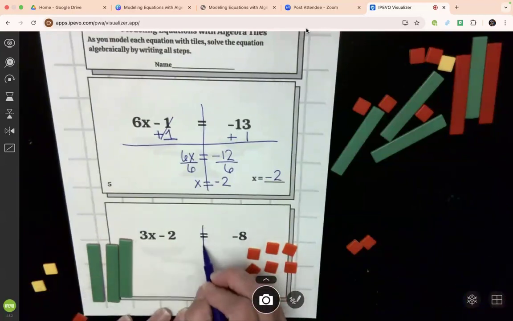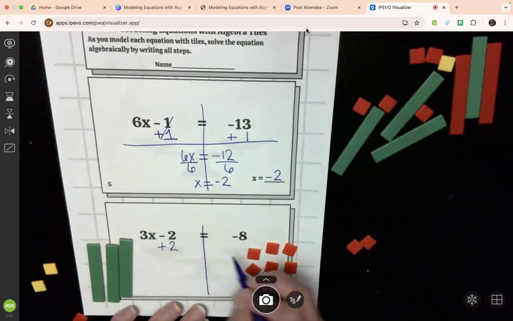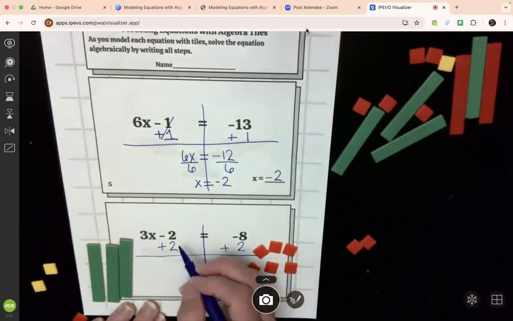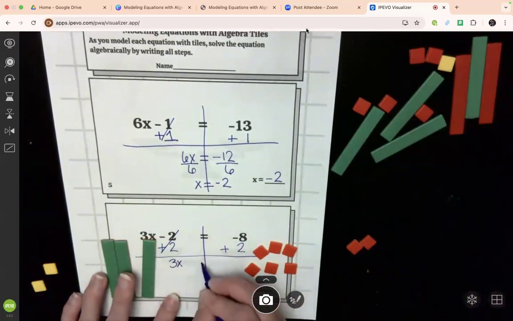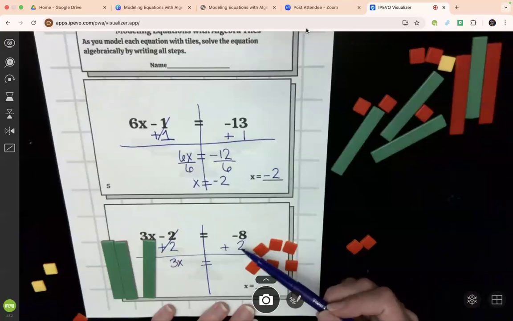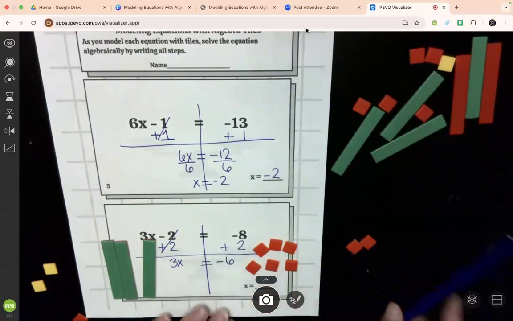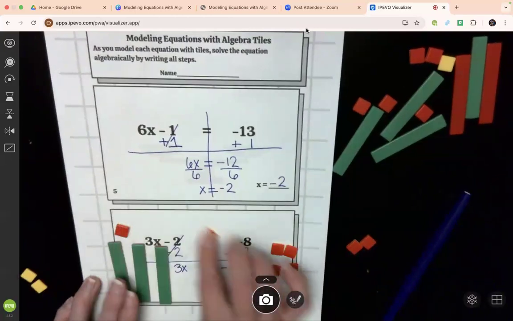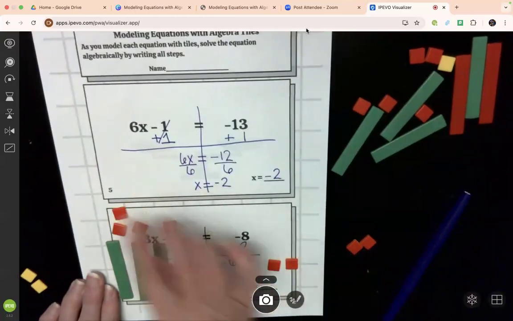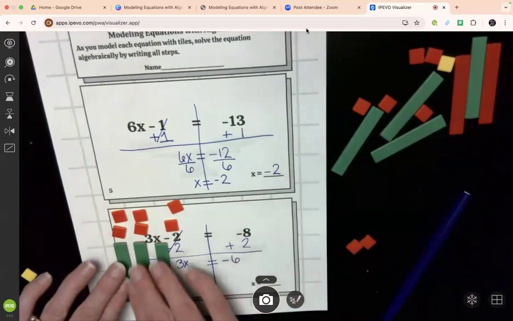And so what I was showing you with the 0 pairs is when we write this, we add 2 to both sides, which I could do with my tiles also. And then what I'm left with over here are no constants. I've got my 3x left. And over on the right side, I have negative 8 plus 2, which of course leaves me with negative 6. Okay, and so I just need to share these out. And when I do that, I have 1x equals negative 2, same answer as last time.